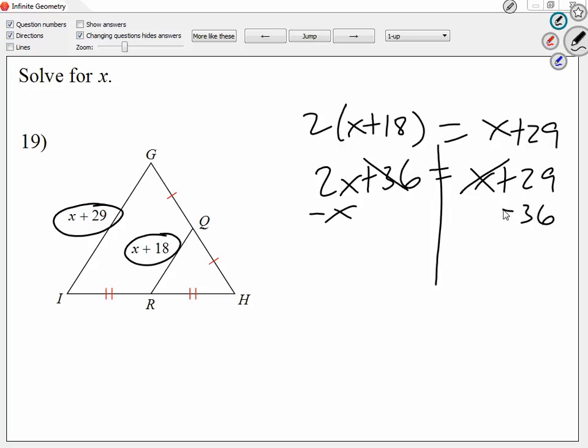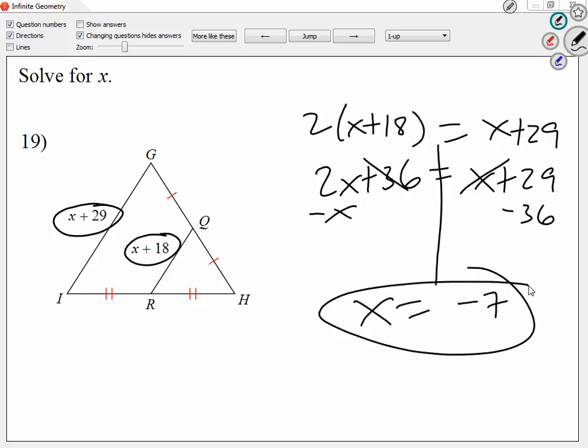On the left, how much is 2x minus x? X. On the right, how much is 29 minus 36? What was it? Negative 7. And I can see my answer already. X equals negative 7. Technically, there's a 1 in front of the x. But if my number in front of the x is not a 1, if I had anything besides a 1, divide both sides by that number.